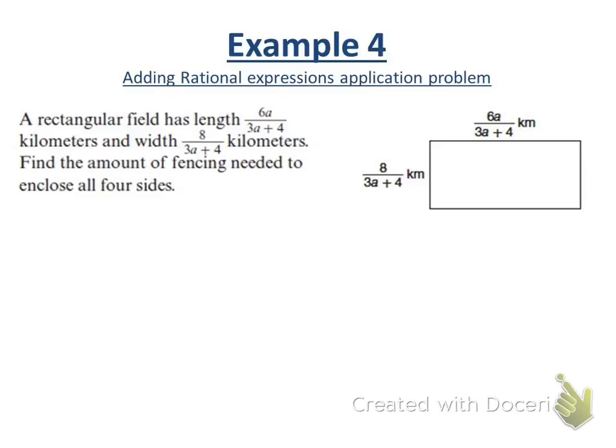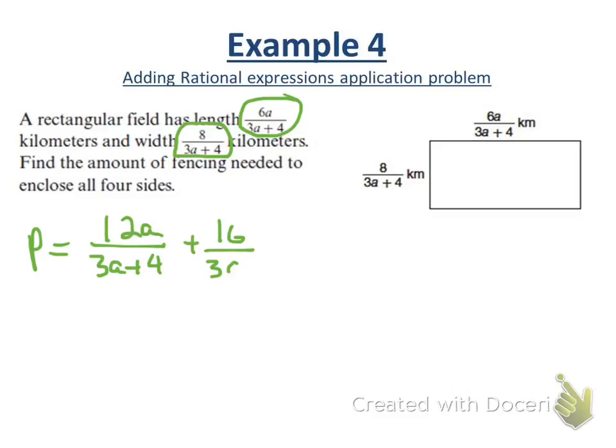Let's talk about it, y'all. All right. Good job. Okay, are y'all ready? Now the perimeter is 2 times the length plus 2 times the width, right? Yeah. So we could do 2 times the length, which is 12a over 3a plus 4, plus 2 times the width, which is 16 over 3a plus 4. All 4 sides is the perimeter, right?